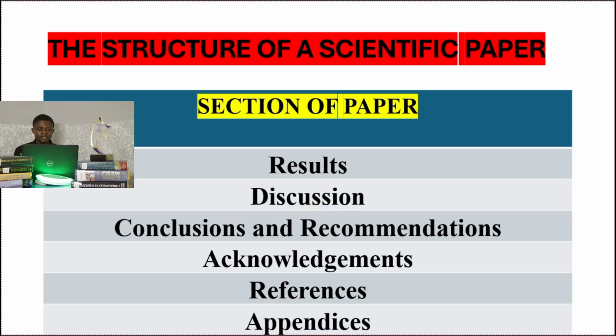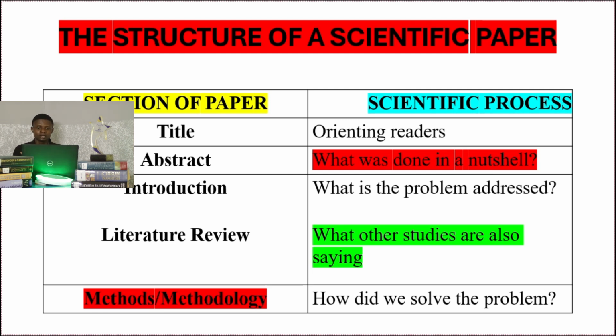So the title orients the readers, it gives them some sort of understanding of why you are conducting your study. And then the abstract, it gives the miniature of the whole project work. It summarizes it into short and concise words so that people can get the understanding before they even read your project.